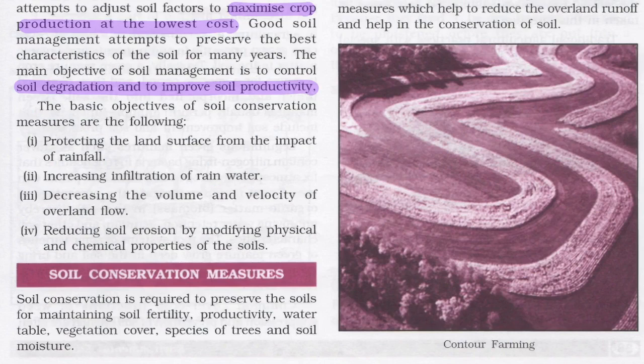The fundamental objectives of soil conservation measures are protecting the land surface from the impact of rainfall, that is, from the erosion of the soil, increasing infiltration of rainwater, decreasing the volume and velocity of the overland flow, and reducing soil erosion by modifying physical and chemical properties of the soil.